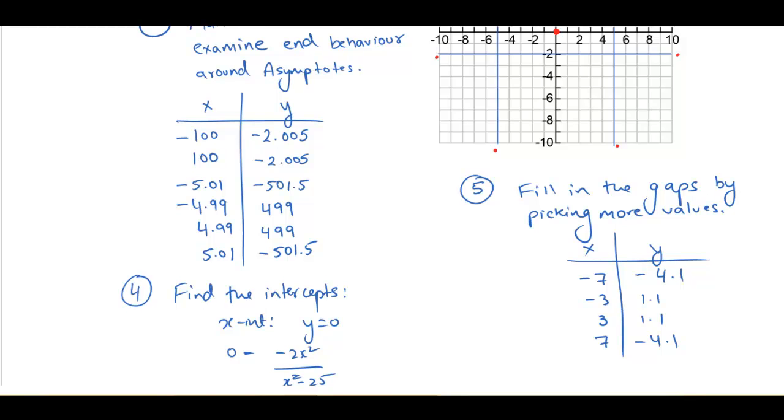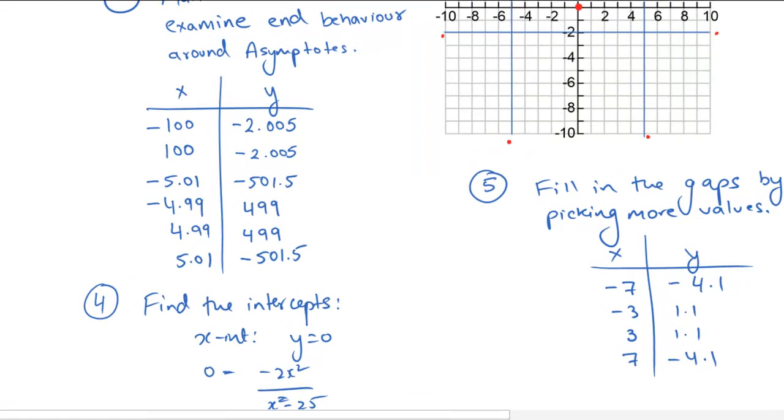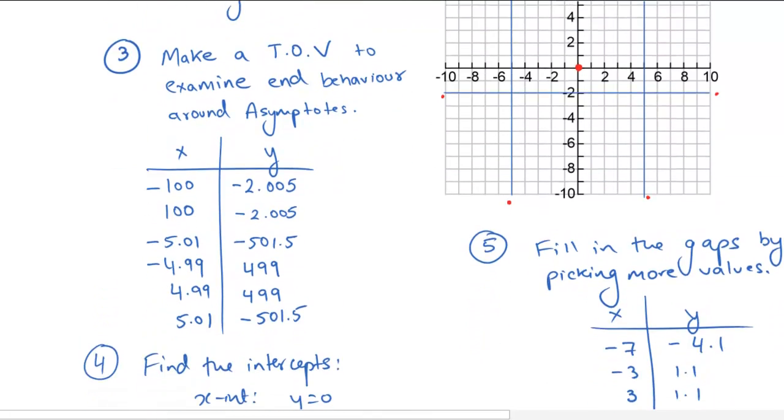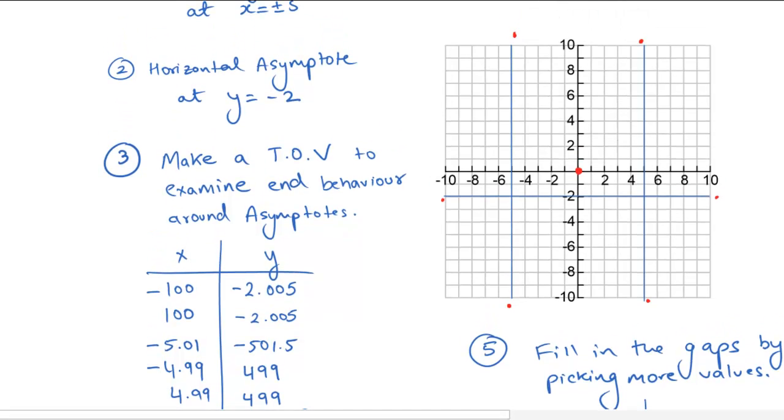Now it's just a matter of me putting these on the graph and connecting the dots. So let's see what our graph is going to end up like. Okay, so we have -7, -4.1. So -7, -4.1 is going to be a value somewhere over here, which means on this side the graph is going to be behaving in this manner right here. It's going to be asymptotic.